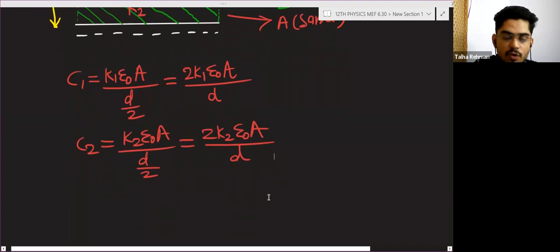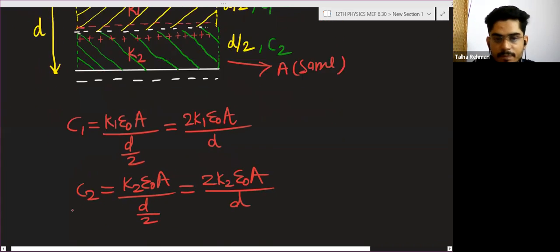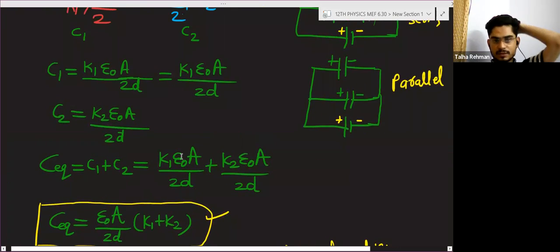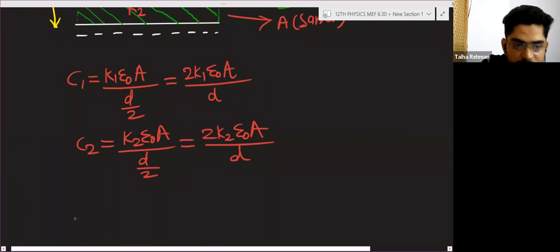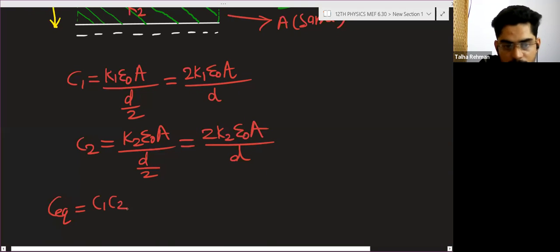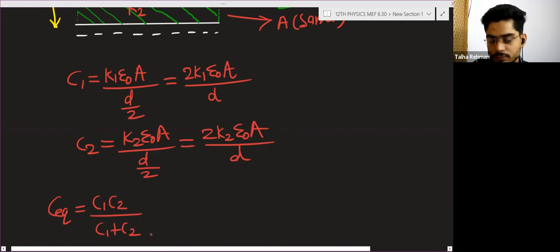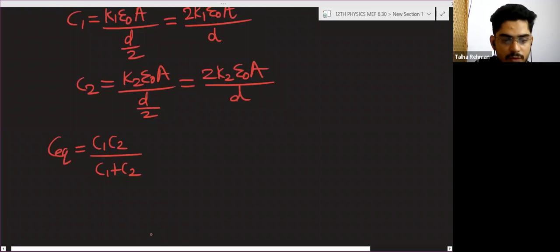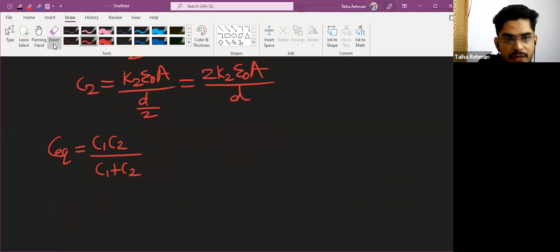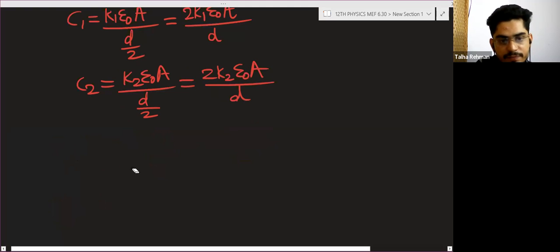And in this combination, if I want to calculate the equivalent capacitance, then we know that the formula is C1 C2 divided by C1 plus C2. Okay, so like this also, but I am calculating this with some different way.